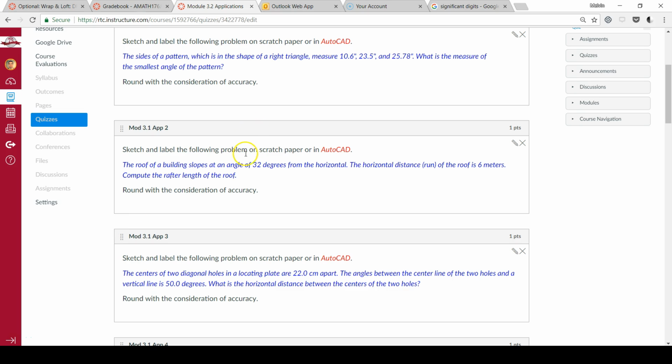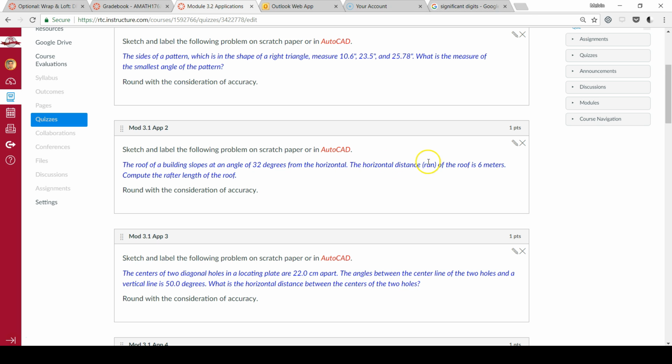So let's solve question 2 of the applications assignment. It's another word problem. The roof of a building. I'm picturing a roof. It slopes at an angle of 32 degrees. Now they only give me one slope, so I have to imagine that my roof only has one slope. It's not one of those roofs that has two slopes and a peak. So it's 32 degrees, so here's my angle from the horizontal.